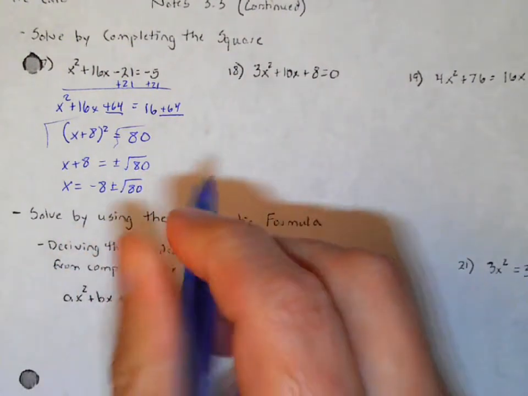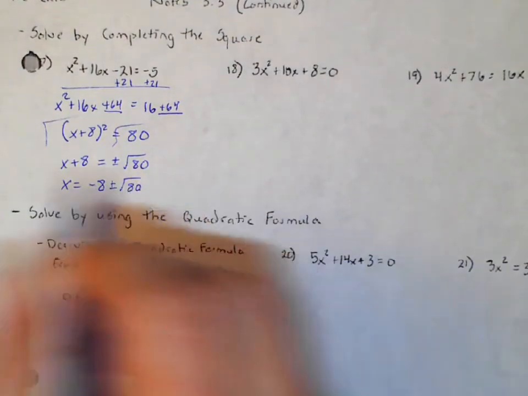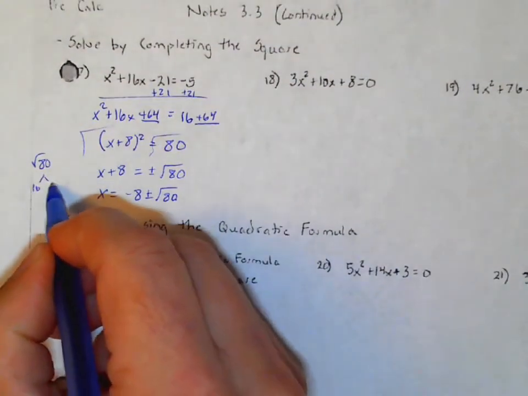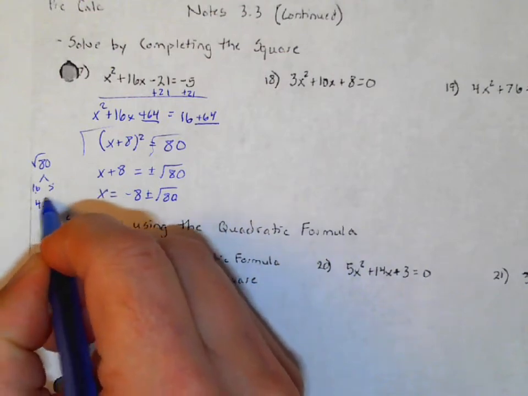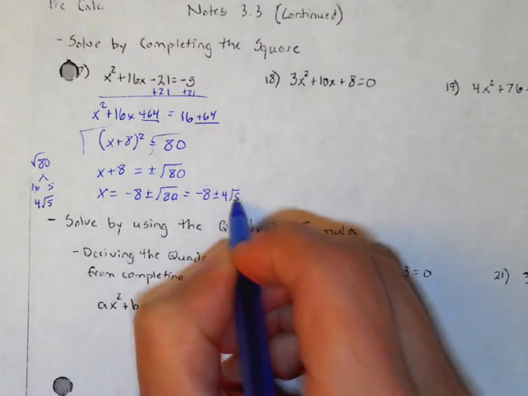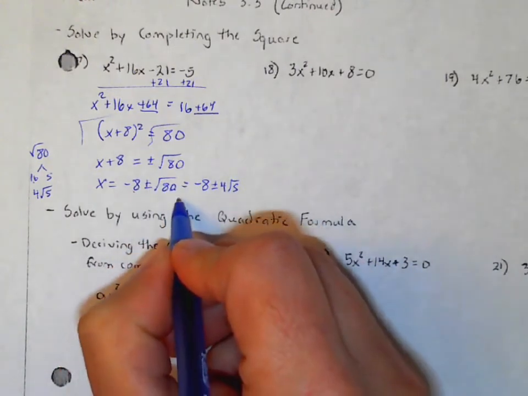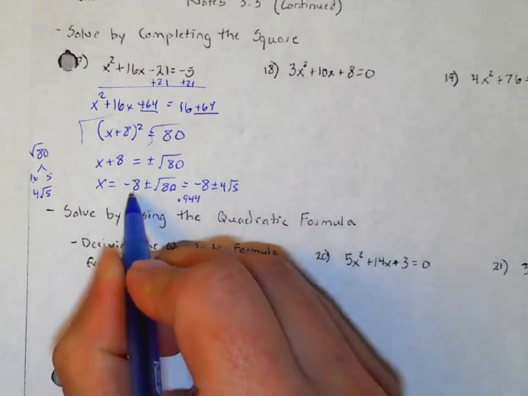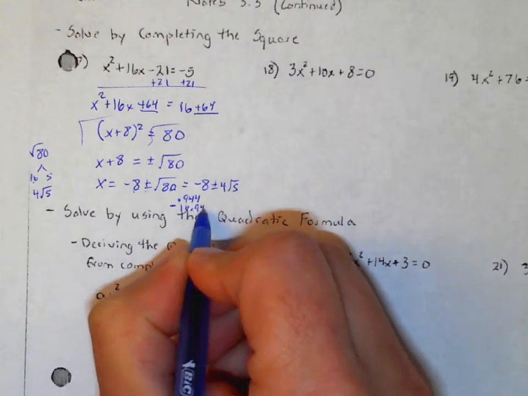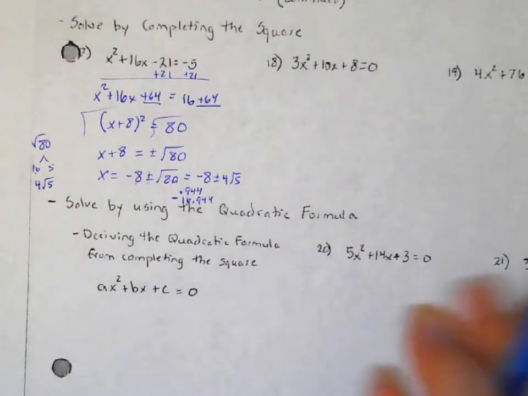Okay. Now, I'm not going to be picky about this right now, but if you take the square root of 80 and break it down, that would be 16 times 5. Square root of 16 is 4, so you'd have 4 square root of 5. So you could write this as negative 8 plus or minus 4 square root of 5. You could also take negative 8 plus the square root of 80, and you get about negative 0.944. And negative 8 minus the square root of 80, you get negative 16.944. Okay? So either way you write your answer is okay with me at this time.